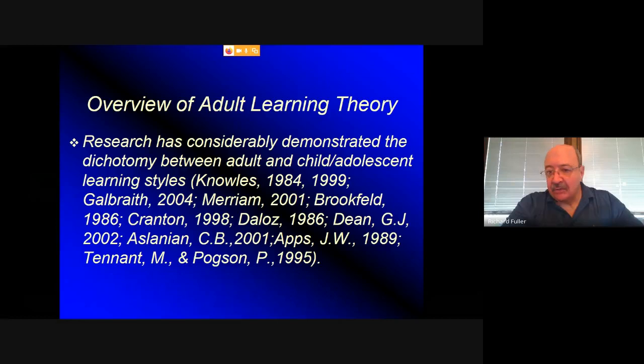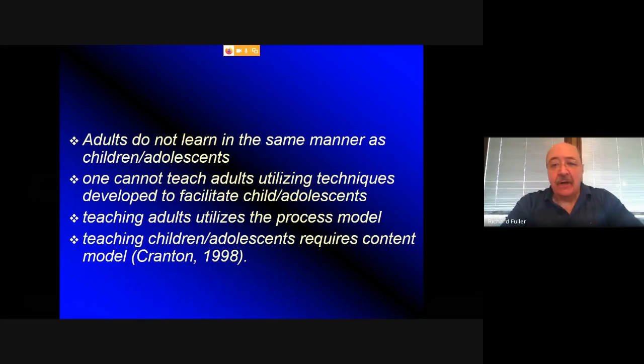That doesn't mean that children and adolescents are not self-directed. They just don't have the foundational information or the foundational knowledge and skills to do so. Adults do not learn in the same manner as kids. They learn differently. We know this. And so you can't teach adults utilizing techniques that were developed for kids. They just don't work quite as well. So teaching adults utilizes what we call the process model, whereas teaching children and adolescents requires a content model. So we need to have the process of understanding what the adult needs.